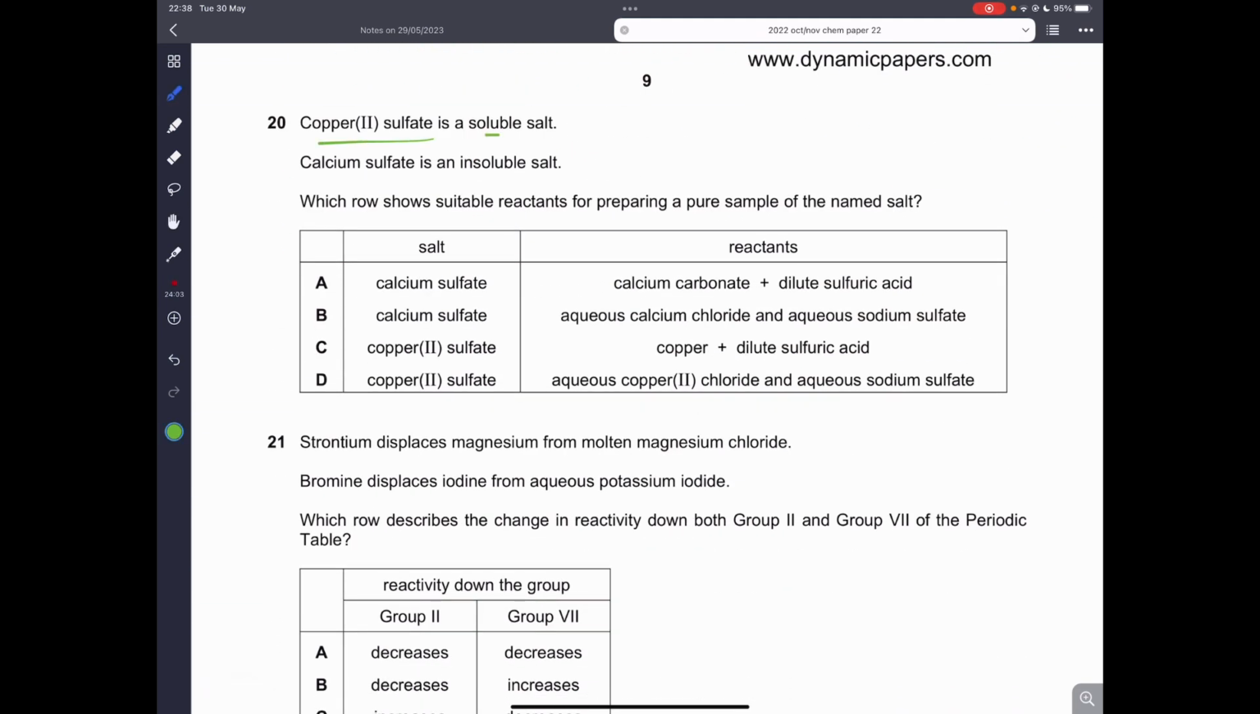20. Copper(II) sulfate is a soluble salt. Calcium sulfate is an insoluble salt. Which row shows the suitable reactants for preparing a pure sample of the named salt? If we want to produce calcium sulfate, we would need calcium carbonate and dilute sulfuric acid. Well, this will work because it is going to give us calcium sulfate, carbon dioxide and water. So this would be a suitable reaction. So A is the correct answer.